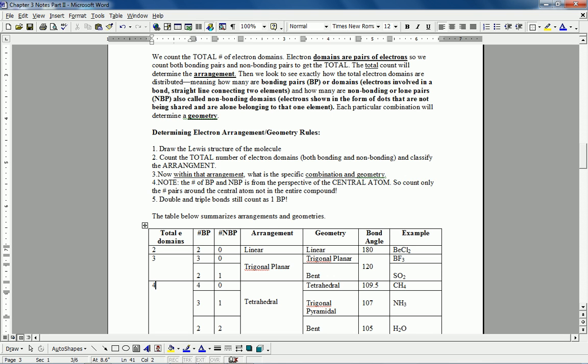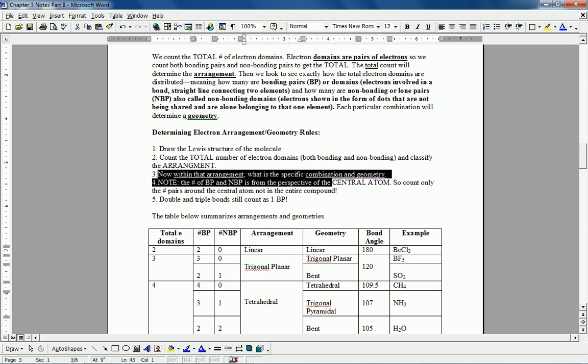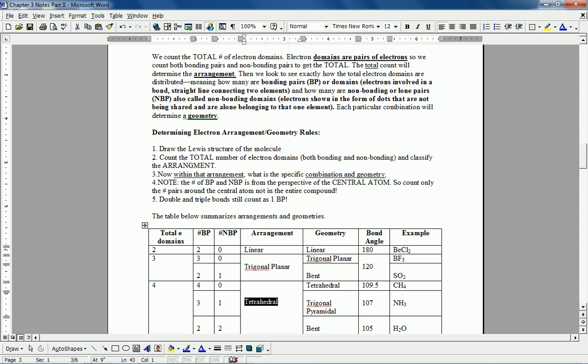So once we have the arrangement, we can look within the arrangement and find the specific combination. So if we have a 3-1 combination, it will be tetrahedral in arrangement, and then for 3-1 it's a trigonal pyramidal geometry. So we can determine the specific geometry for the central atom. That will also help us determine the bond angle, and here you have some examples.